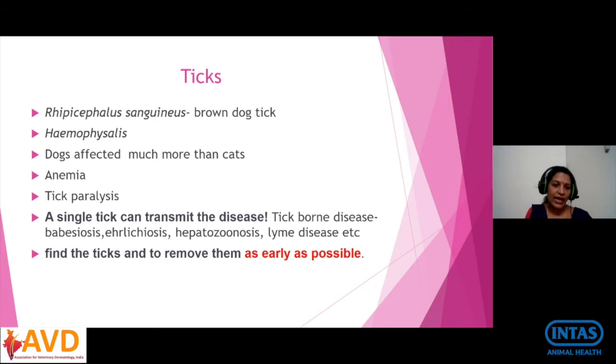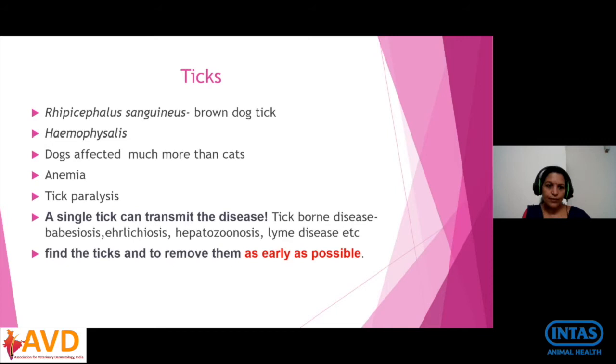It mainly causes anemia, as it sucks the blood, and tick paralysis. Even a single tick can transmit disease. It mainly causes babesiosis, ehrlichiosis, hepatozoonosis, and Lyme disease, which is caused by Borrelia. So it is very important to remove the tick as soon as possible, because tick infection can transmit many vector-borne diseases.